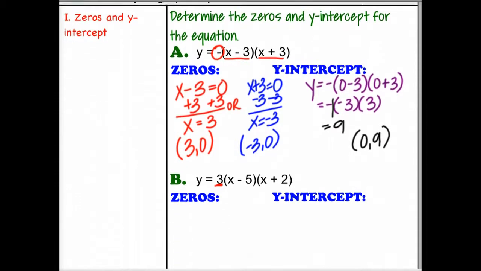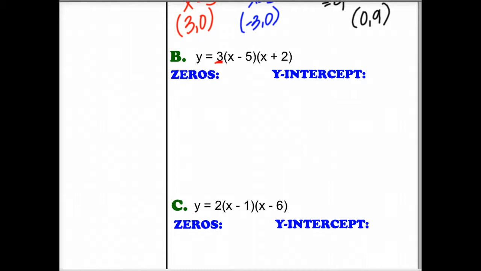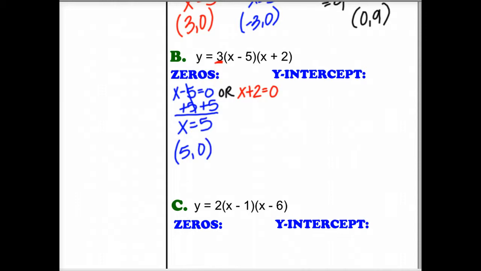Moving on to the next example, we have here that according to our zero product property, either x minus 5 equals 0 or x plus 2 equals 0. So if we solve the first one, we add 5 to both sides. That gives us x equals 5, which means one of my zeros, or x-intercepts, is (5, 0). And over here, we subtract 2 from both sides, which gives us x equals negative 2. So my other x-intercept, or zero, is (-2, 0).